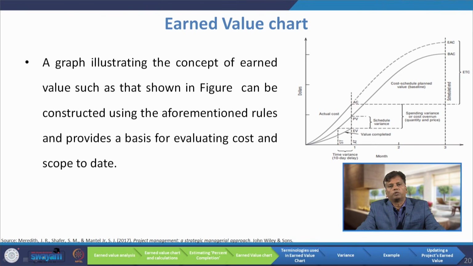Now, we will discuss the earned value chart. A graph illustrating the concept of earned value, such as that shown in the figure, can be constructed using the aforementioned rules, which provide the basis for evaluating cost and scope to date. So, this figure is the earned value chart. I will explain what elements are in this chart.